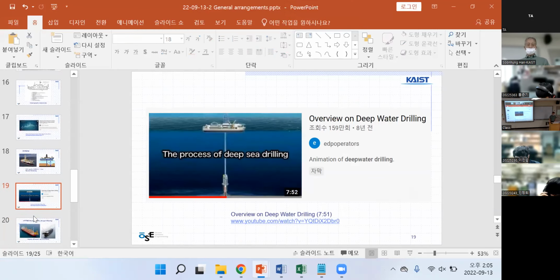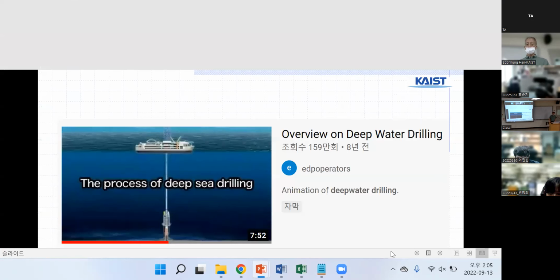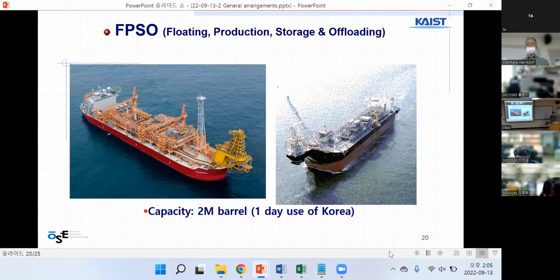All right, and then we have 10 minutes left. FPSO, I already explained about this one last time. Floating, production, storage, and offloading. So they handle 2 mega barrels of oil or gas. That amount is one day's use of the whole of Korea. It's a big ship. So Korea needs to import 1 million, 2 million barrels of oil per day.